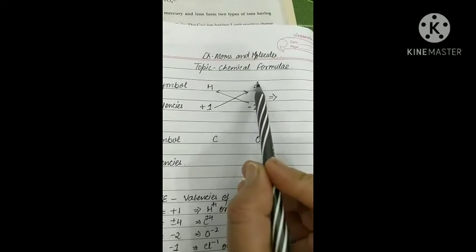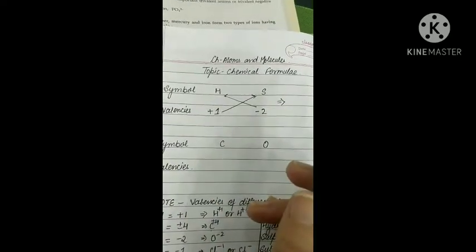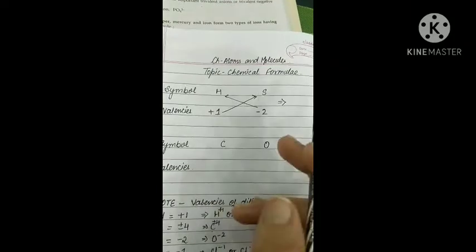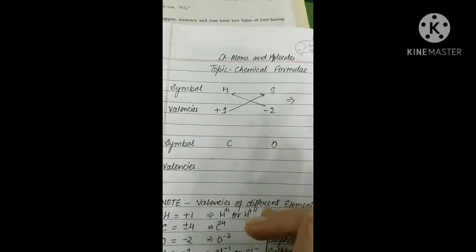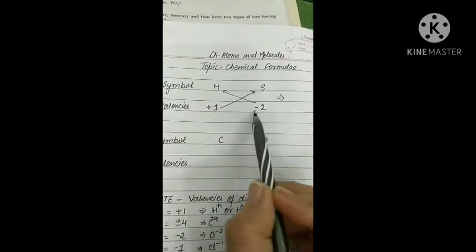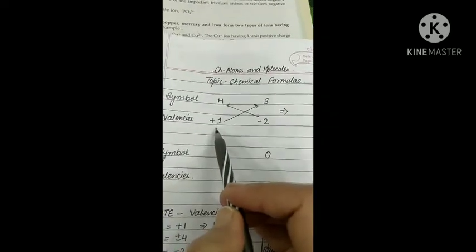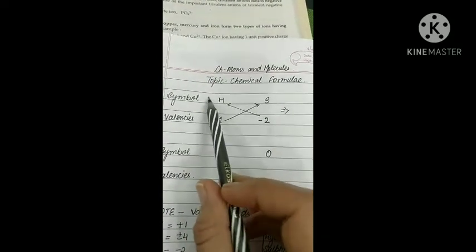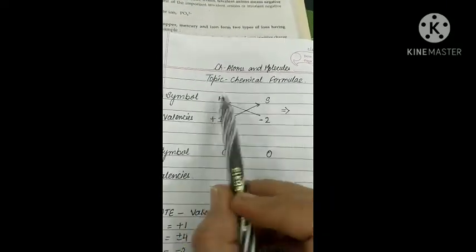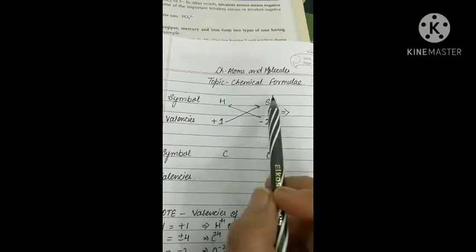And you will get to know, don't worry, whether the hydrogen is acting as an anion or a cation. Now S is -2. Remember one thing: the cation most of the time comes first. The positive charge comes first and the negative charge comes second. So if I'm making hydrogen sulfide, hydrogen comes first and sulfur comes after that. Now I will just cross multiply it.